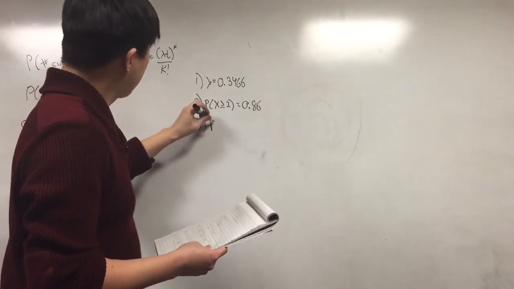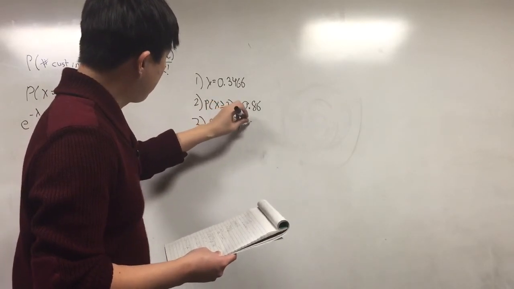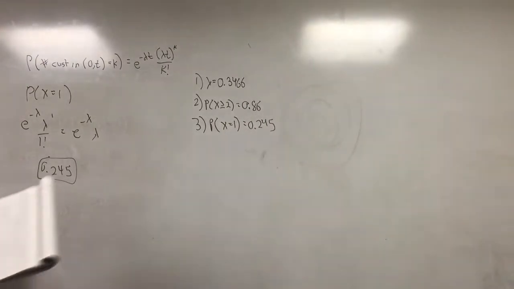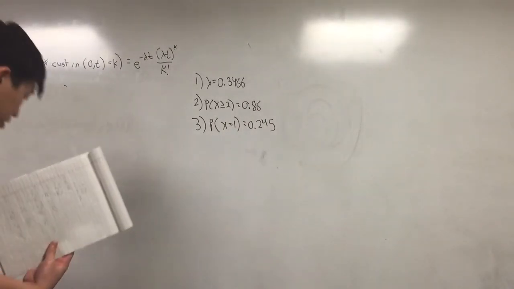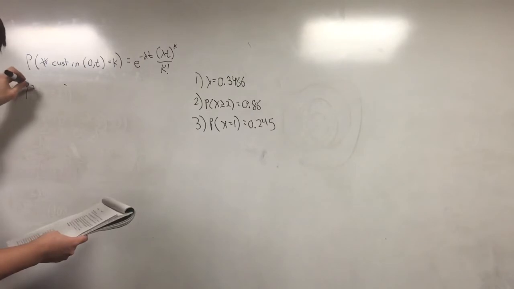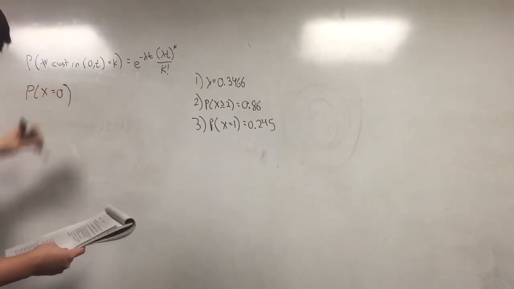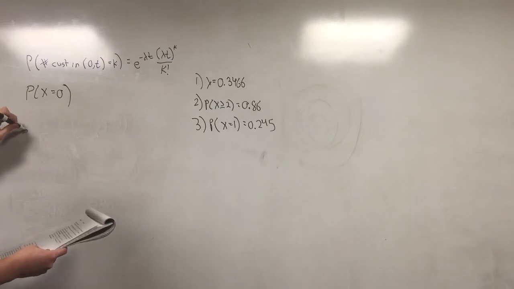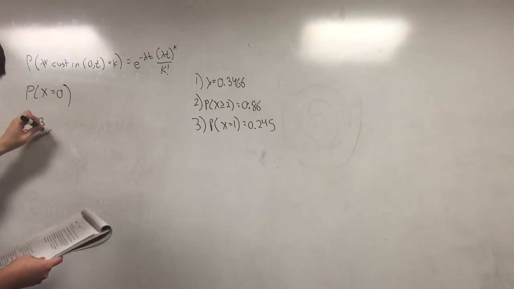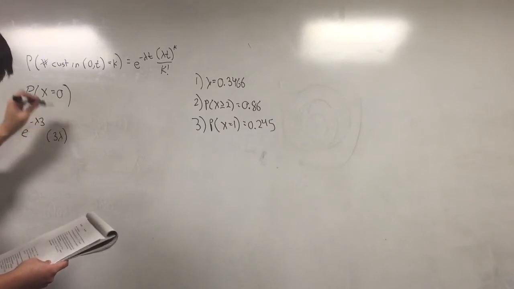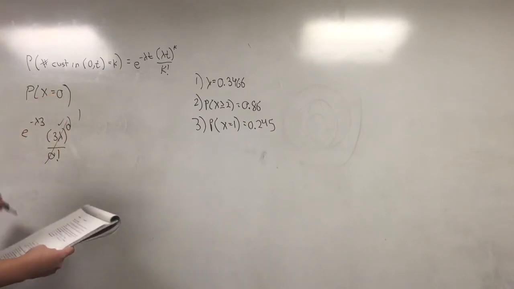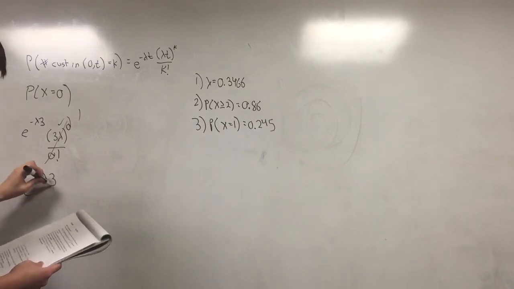The probability of x equal 1 is equal to 0.245. Finally, for part 4, we are asked to find the probability that in 3 minutes no customer arrives. So that's equal to the probability of x equals 0. And so we have e to the negative lambda, and it's 3 minutes, so it's 3 lambda. So k is equal to 0, 3 lambda to the 0 divided by 0 factorial. Once again, this just ends up equaling 1. So it's just e to the negative 3 lambda.